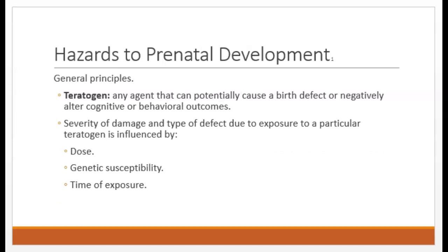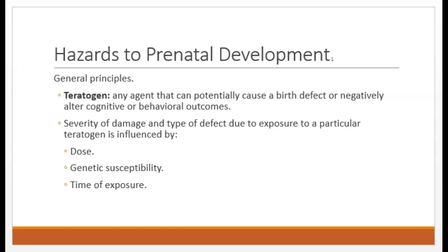There are many potential hazards to prenatal development. A teratogen is the term for any agent that can potentially cause a birth defect or negatively alter cognitive or behavioral outcomes. Damage and type of defect due to exposure to a particular teratogen is influenced by the dose, genetic susceptibility, and time of exposure. Dose refers to how much of it.